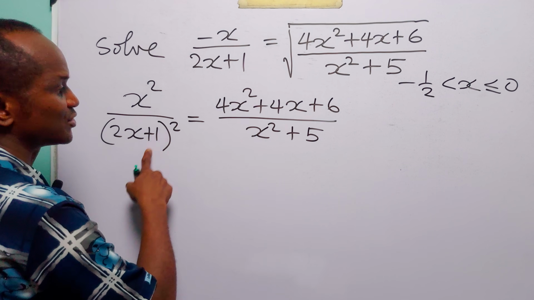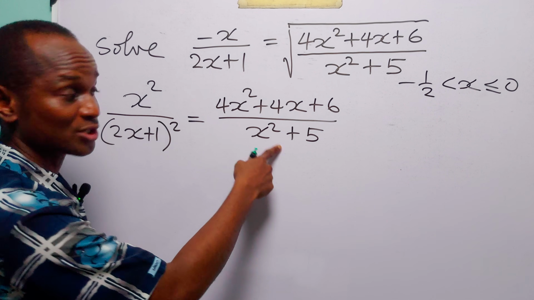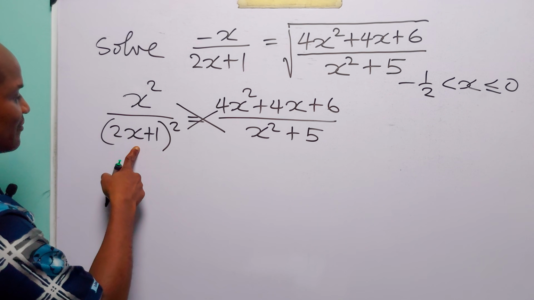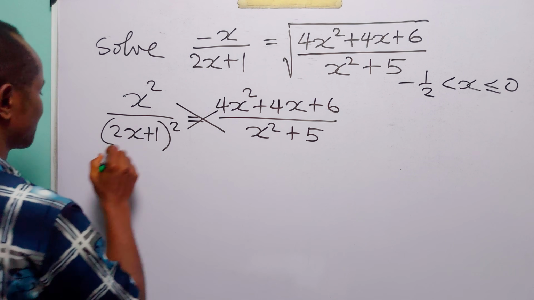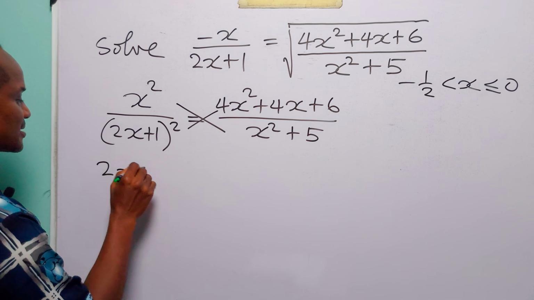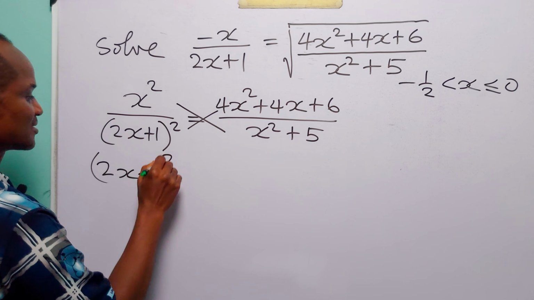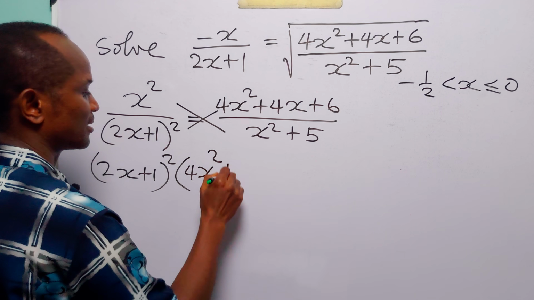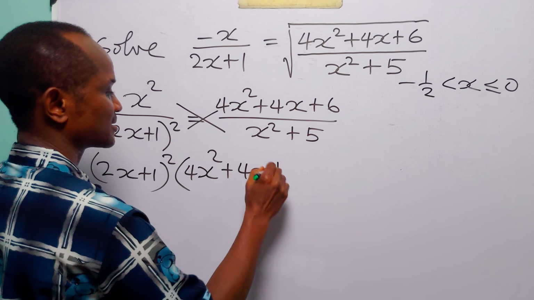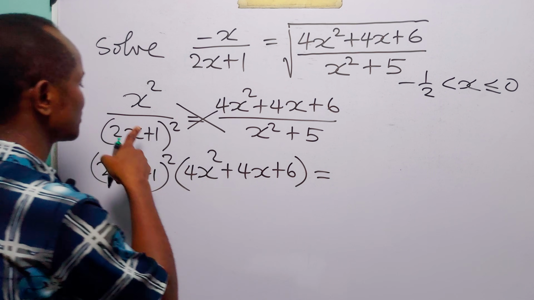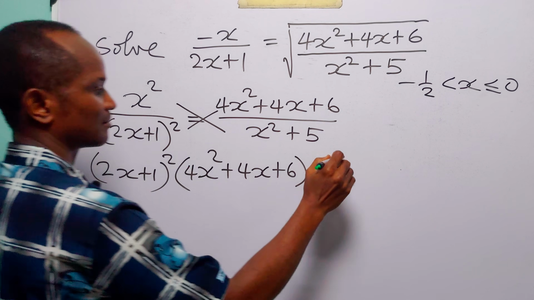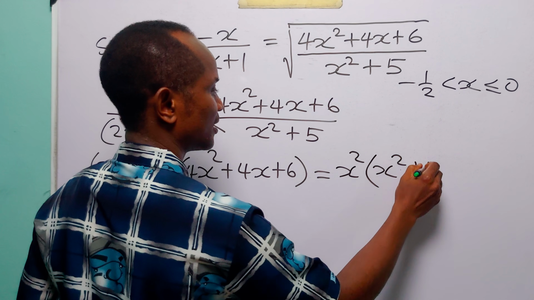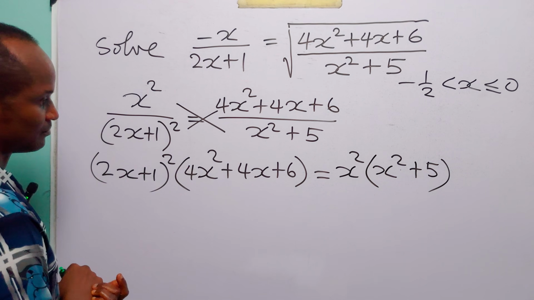Now, to get rid of these two fractions on both sides of the equation, we cross multiply. When we do that, we have that this times that is 2x plus 1 squared times 4x squared plus 4x plus 6 is equal to this times that is x squared times x squared plus 5.